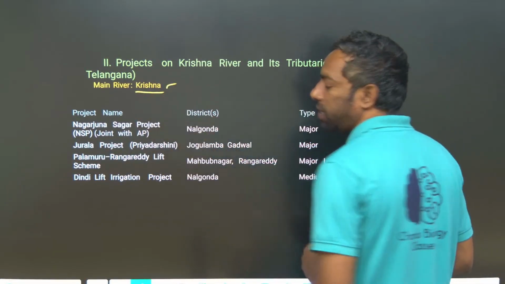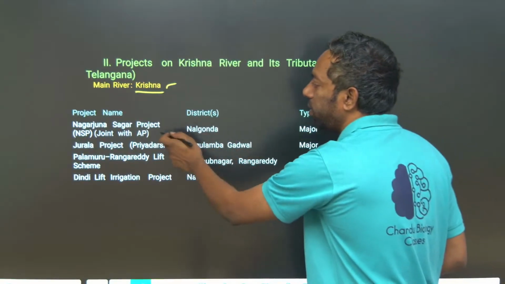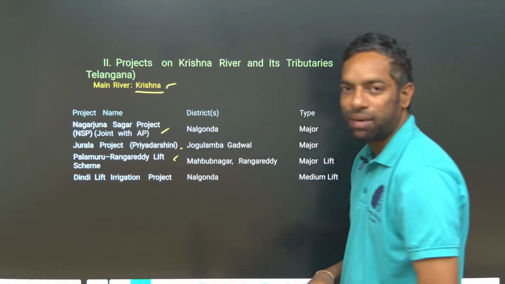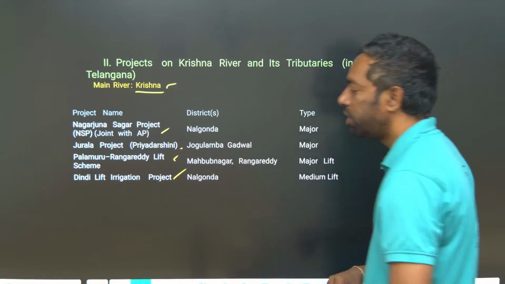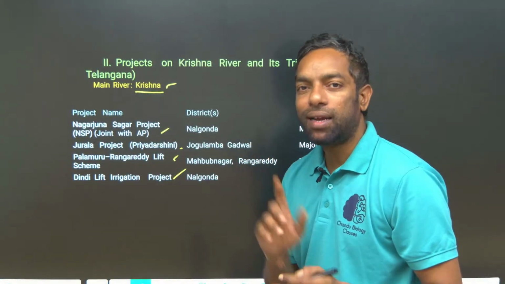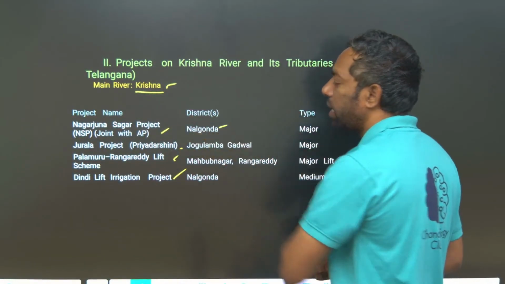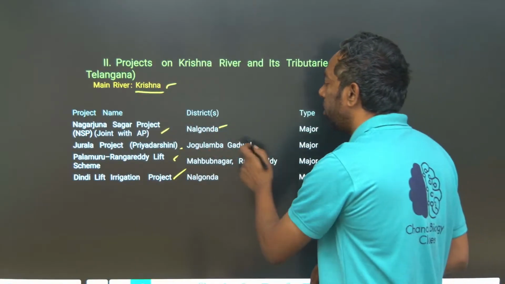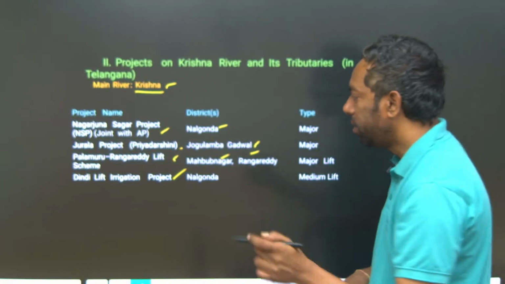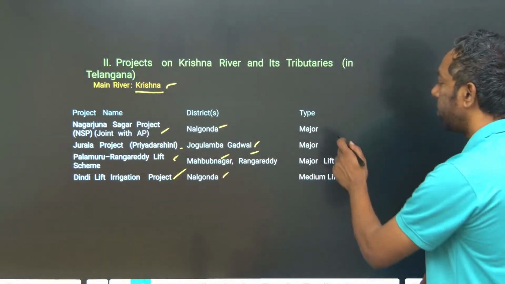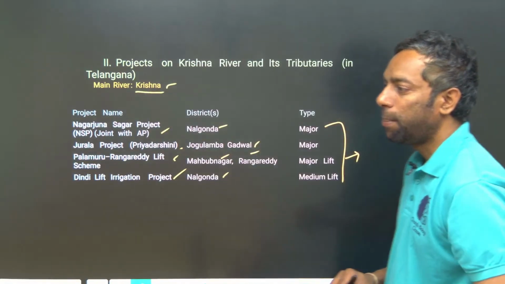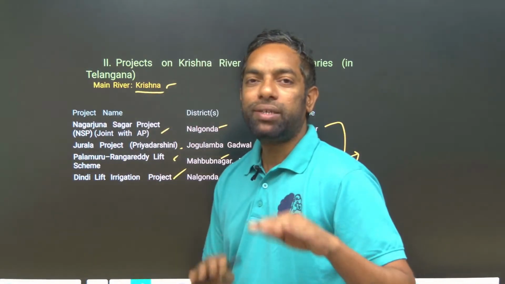The projects on the Krishna river: Nagarjuna Sagar project, Jurala (Priyadarshini) project, Palamuru Rangareddy scheme, and Dindi lift irrigation project. These are the main irrigation projects on the Krishna river. Nagarjuna Sagar is in Nalgonda district, Jurala is in Jogulamba Gadwal, Palamuru Rangareddy is in Mahbubnagar and Rangareddy, and Dindi is in Nalgonda. All are major projects based on the river Krishna.